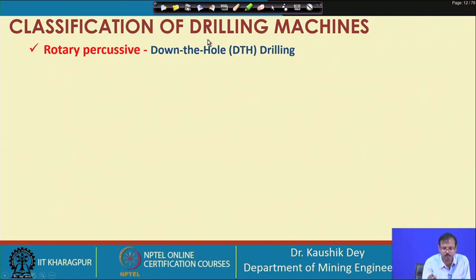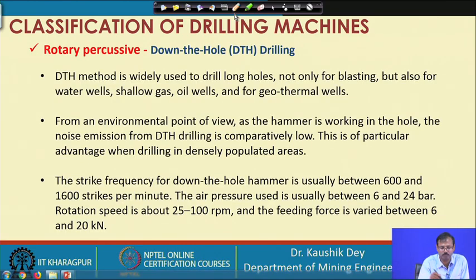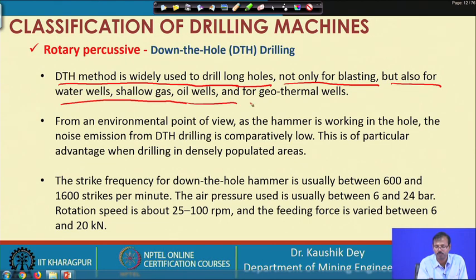Down the hole hammer method is widely used to drill long holes, because the deviation is less, hammering cost is less, we are not using top hammer, and energy utilization is better. It is not only used for blasting, but also for water wells, shallow wells, gas wells, for all those cases we are using down the hole hammer drill. However, for very large diameter long hole drills, generally we opt for rotary drilling, not the down the hole hammer drill, because with the increase in the depth, deviation of the down the hole hammer drills is also more, not like rotary holes.